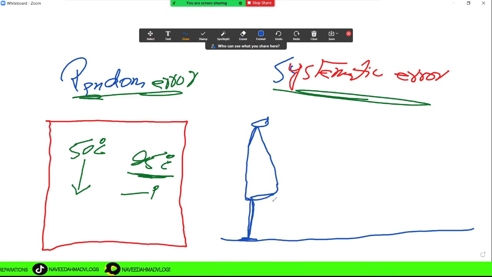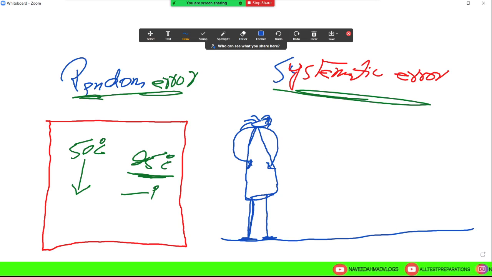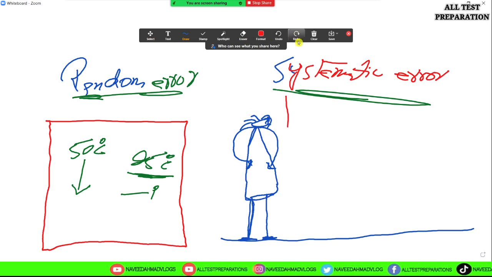My drawing is not too good, but you will understand what this is. Let's suppose this is person A, and you need to measure the height of this person. You have a ruler, and that ruler is this one.